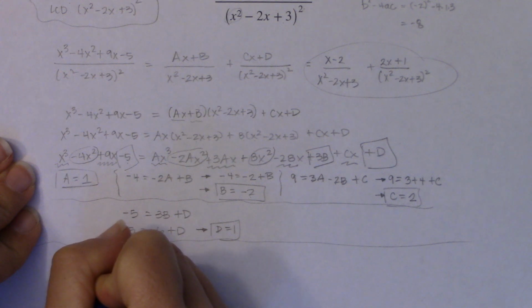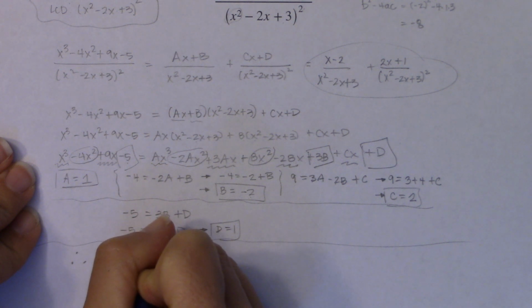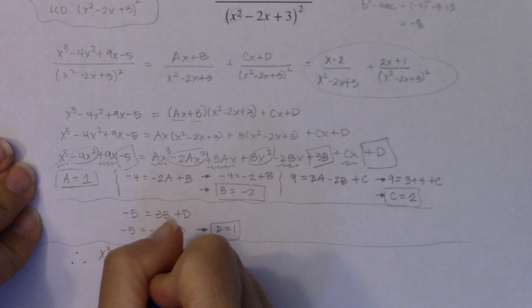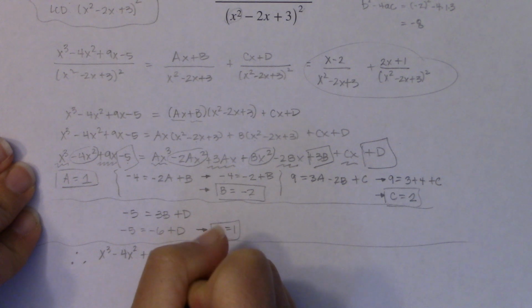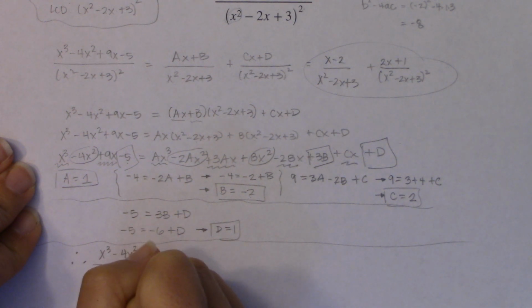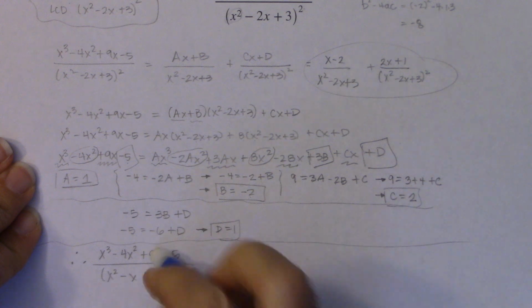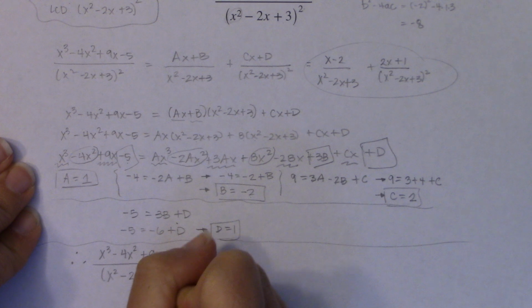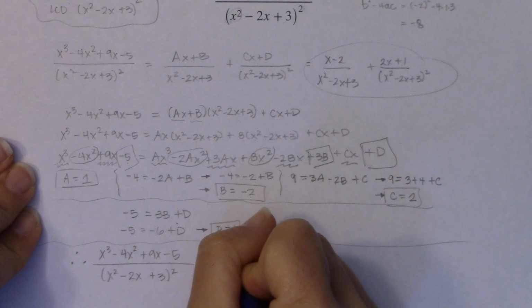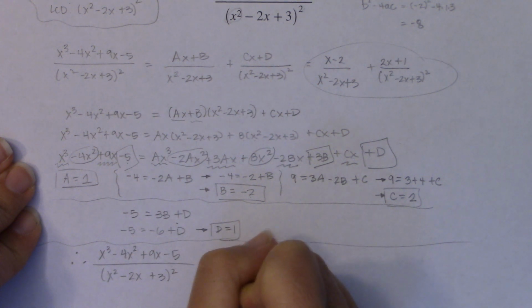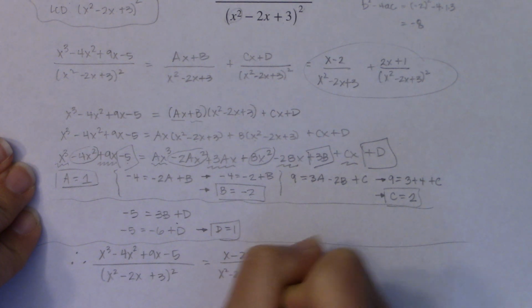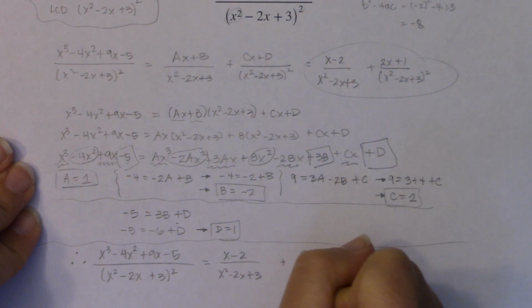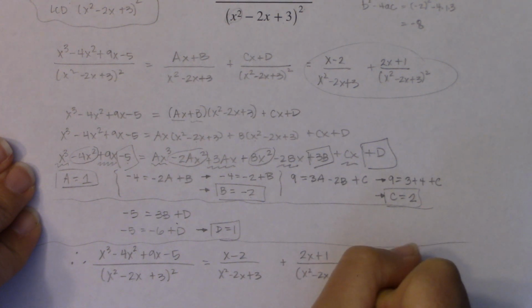So therefore, I had my original fraction of x cubed minus 4x squared plus 9x minus 5 over x squared minus 2x plus 3 squared. That was going to be equal to x minus 2 over x squared minus 2x plus 3, and then 2x plus 1 over x squared minus 2x plus 3 squared.